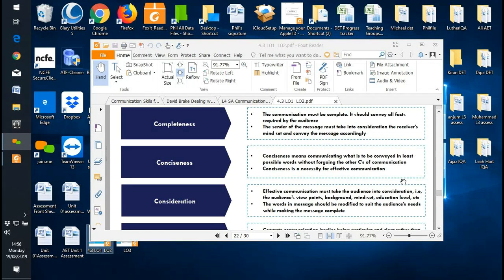Conciseness means communicating what has to be conveyed in as few words as possible without losing other parts of the C's of communication. It's a necessity for effective communication. I'll give you an instance: I've worked with employers who shortlist people for interview, and they've picked up a CV that's been two sides of one sheet. They've read through it and put it down as a possibility. They've picked up another CV that's been about 4 pages, and they've read the first page and then put it in the bin. So obviously the communication method was wrong.